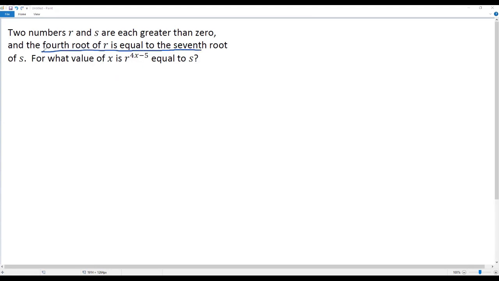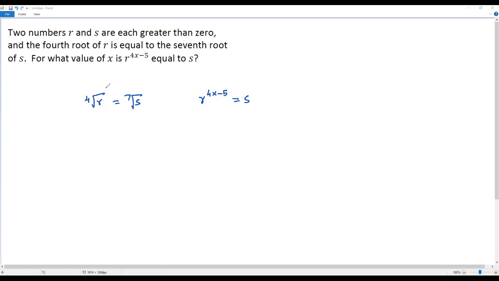There is the fourth root of r is equal to the seventh root of s. And we have to find the value of x when r to the power of 4x negative 5 is equal to s. Let me write over here: r to the power of 4x negative 5 is equal to s. That is, we have to solve for x in this equation.